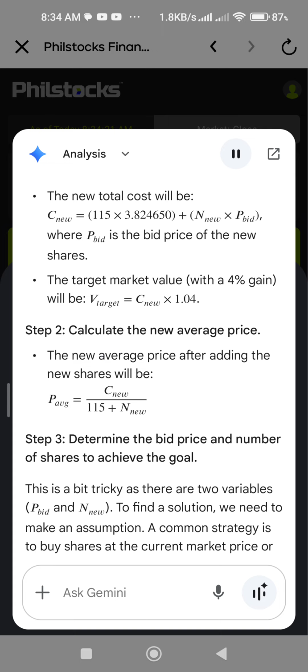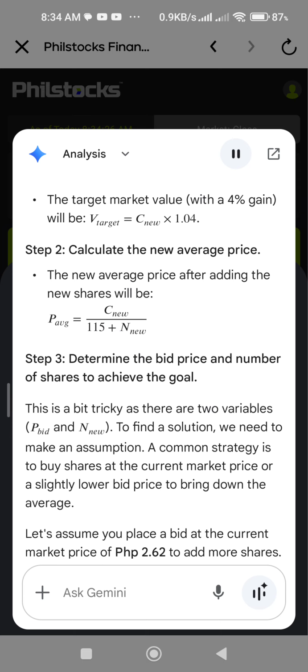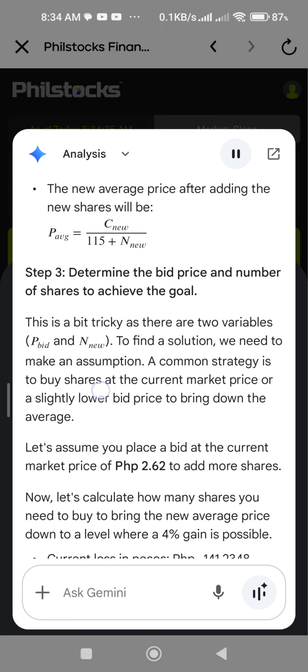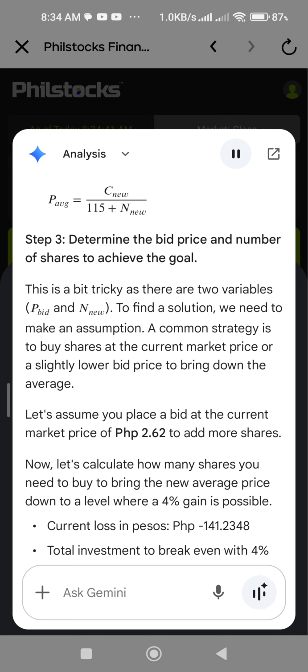Step 2. Calculate the new average price. The new average price after adding the new shares will be P_AVG equals C_new divided by 115 plus N_new. Step 3. Determine the bid price and number of shares to achieve the goal. This is a bit tricky as there are two variables, P_bid and N_new.